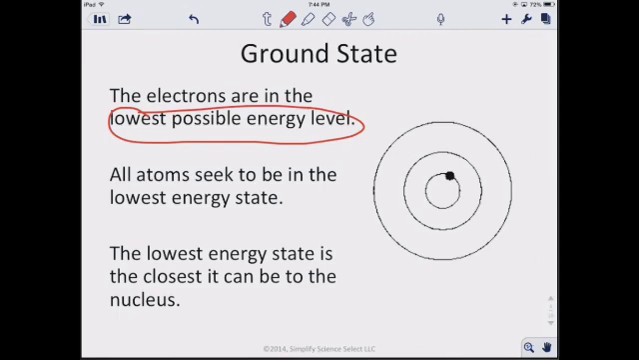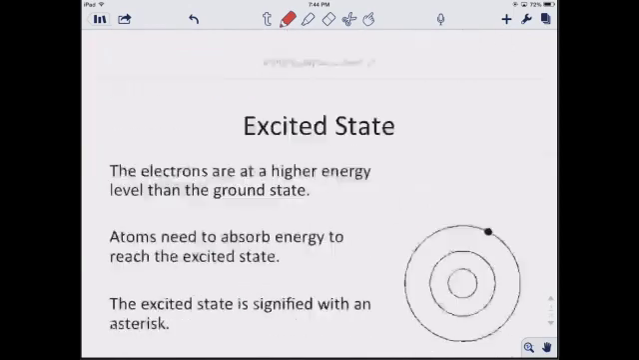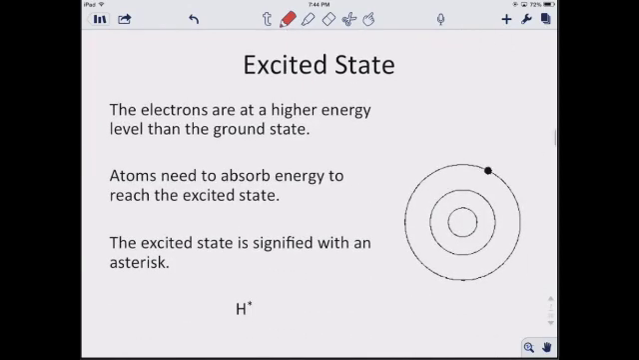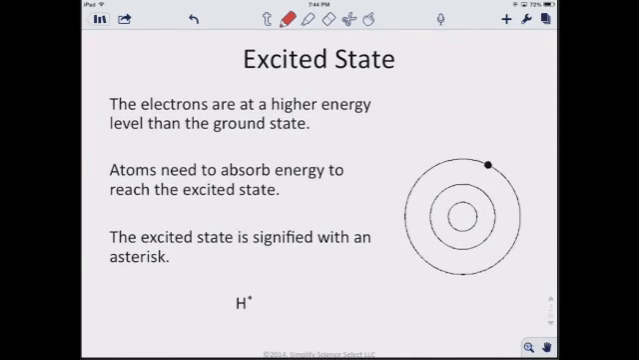And the lowest energy state is the closest it can be to the nucleus. Because once we fill up this first energy level, what we'll see is that the electrons have to go in the second energy level. And once that fills up, then they've got to go in the third, and so on. But basically what they'll do is they'll go to the lowest energy that can actually hold them, where they can actually fit. The excited state, that is when electrons are at a higher energy level than the ground state. So the excited state is anything above the ground state.